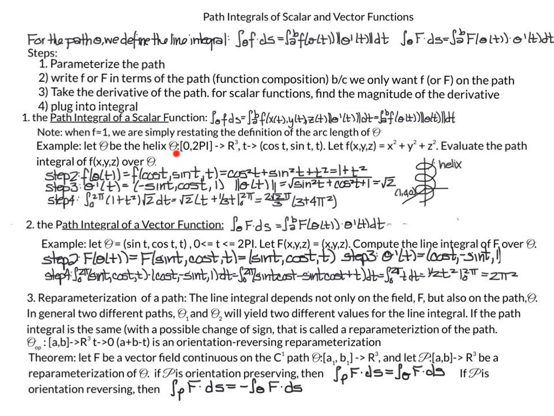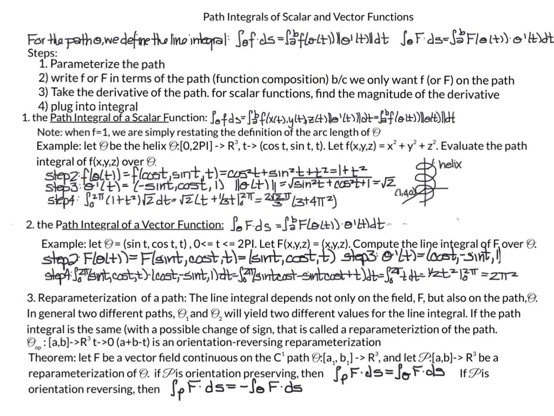So a quick example of how this works for a scalar function. If our path is the helix, sort of like this drawing here, where we have cosine t, sine t, and t, and the t means the circles are rising. So this is our parameterization of the path, and we want to integrate this scalar function, x squared plus y squared plus z squared, over this path. Then the first step is to parameterize the path, and in this case, it's already been done for us. The second step is to write f in terms of our path. In other words, use function composition.